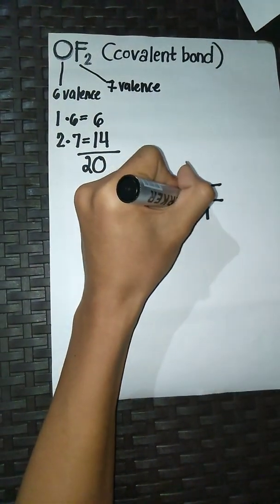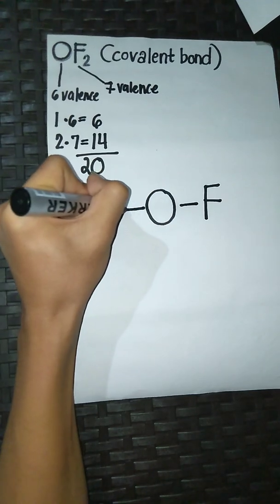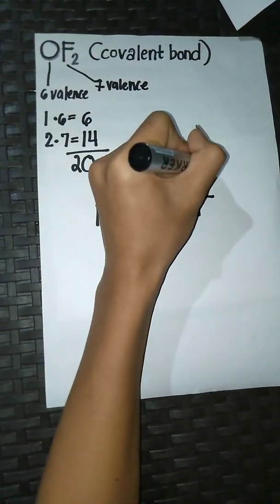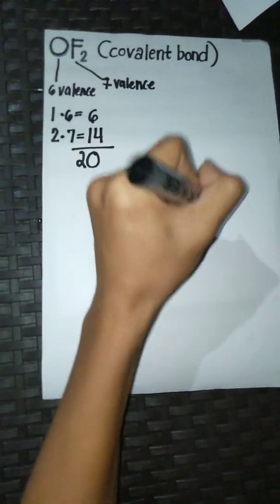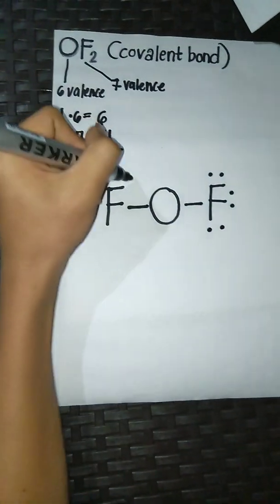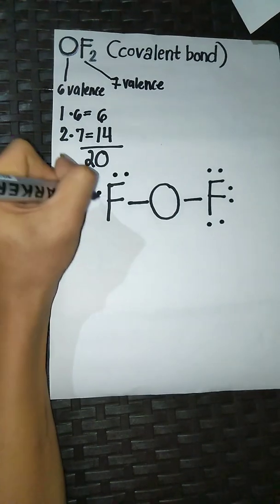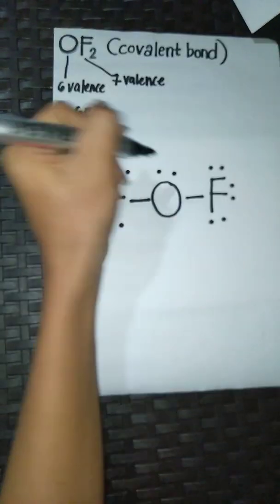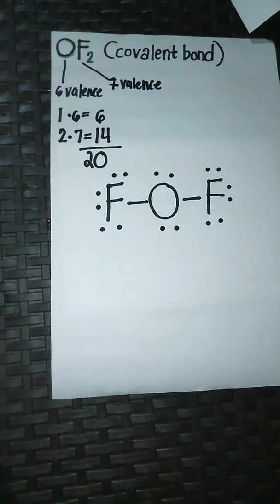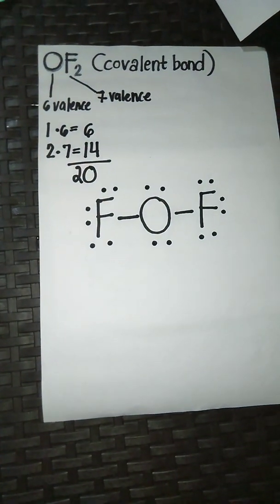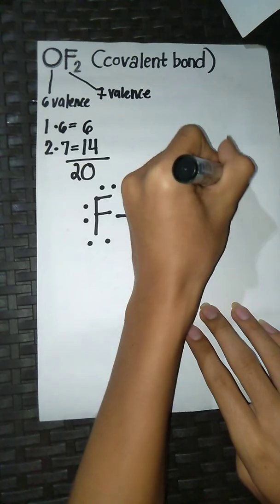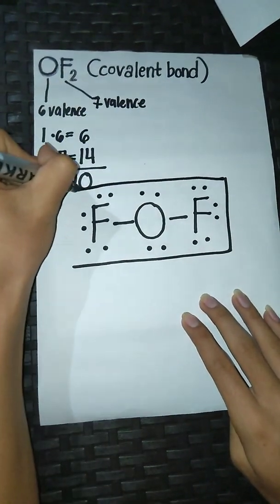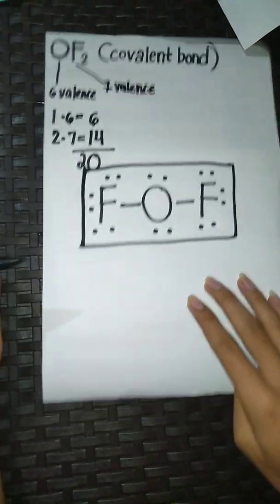After that, we'll place one bond between oxygen and fluorine to show the bond formation. Then, we'll put 6 valence electrons on the fluorine and 6 valence electrons on the other fluorine, and 4 valence electrons on the oxygen to satisfy a perfect total of 20 valence electrons. So that is the formation of the oxygen difluoride Lewis structure.